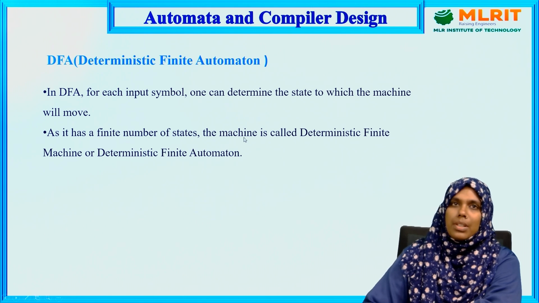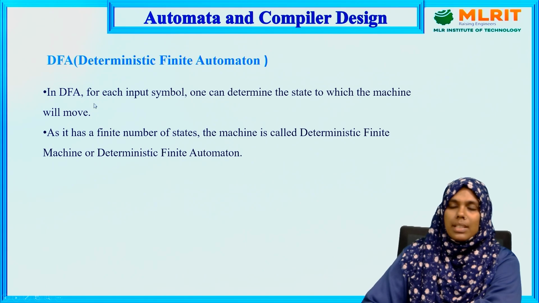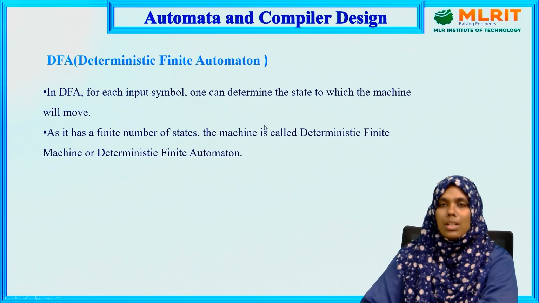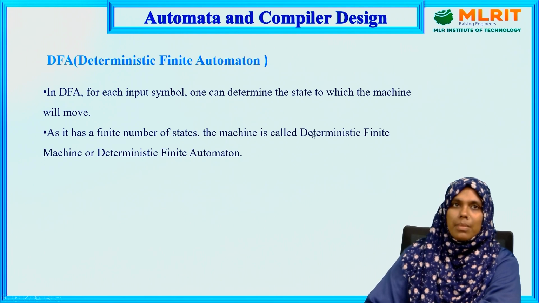Now coming to the definition of the deterministic finite automata. Deterministic finite automata is one where each and every state will have exactly one transition for each input symbol. That means if we have three states with two inputs, then for each and every state we should have exactly one transition. In other words, as it has a finite number of states, that machine is also called a deterministic machine or deterministic finite automata.